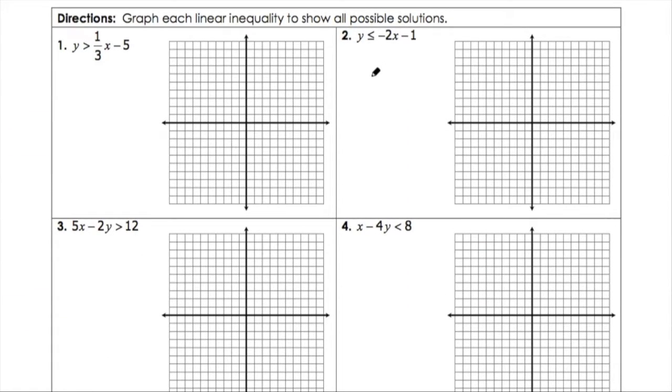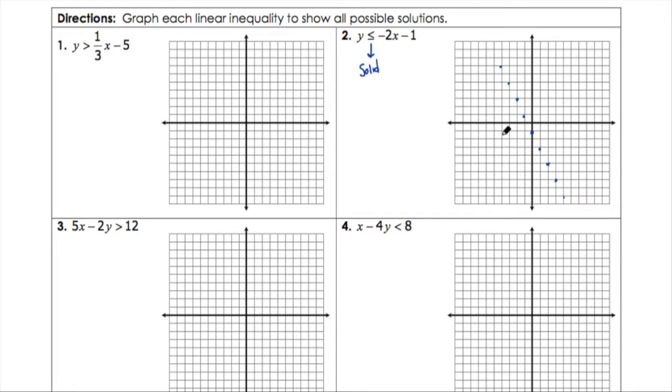Okay, so let's look at number 2 on this page here. So they already put it in slope-intercept form for us, so that's nice. We can start by putting negative 1, our y-intercept, and we'll go down 2 and to the right 1. So we can make a number of nice little points here. Continue adding points here on our graph. Now, we look at the symbol here. The symbol is telling us we need a solid line.